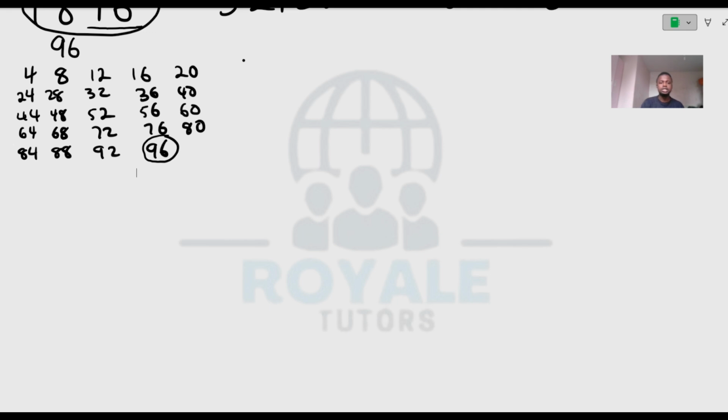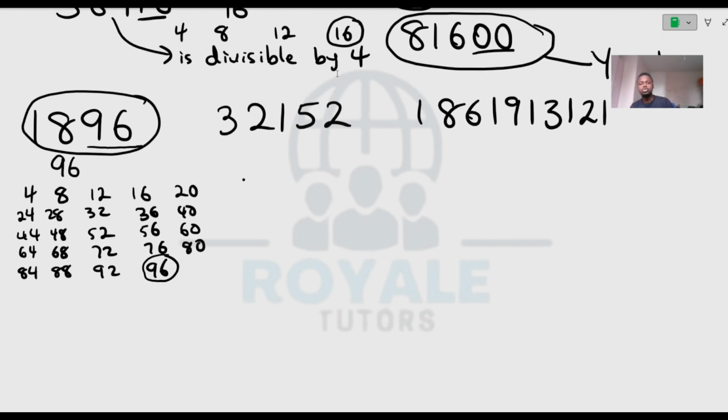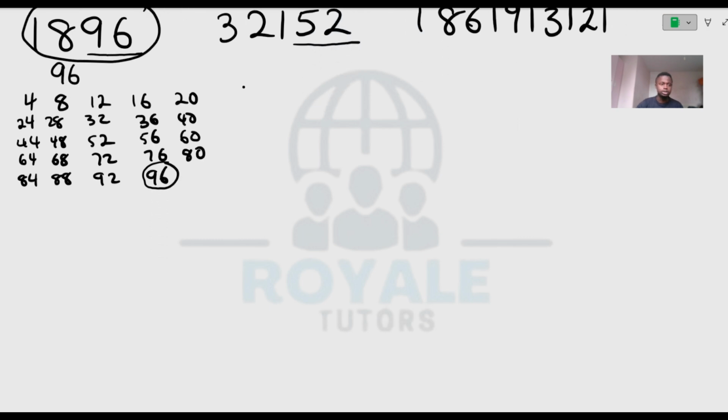So let's check the next one, which is 32,152. Is this a number divisible by 4? So check the last two digits. We have 52. From what we counted here, we see 52 as one of the numbers, which means that 32,152 is divisible by 4.